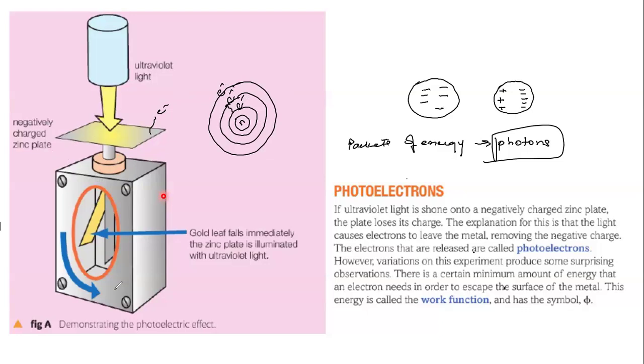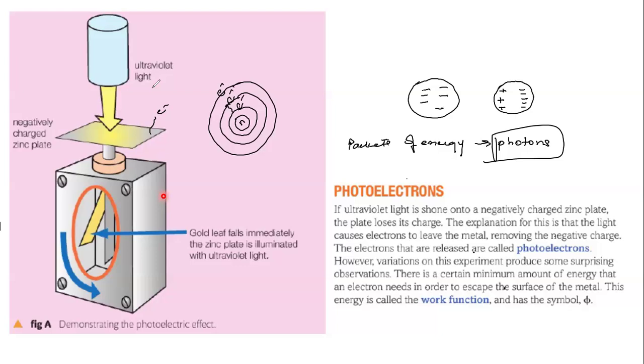So this is what they discovered, that whenever they would shoot ultraviolet light on the negatively charged zinc plate, the gold leaf would fall down. Why? It would fall down because the light was causing the electrons to gain energy, causing them to become excited. So the electrons were released, or produced, and that would lead to the loss of the negative charge on the plate. And these electrons that were being released were what they called photoelectrons. Now, this was not proof at this point, right?